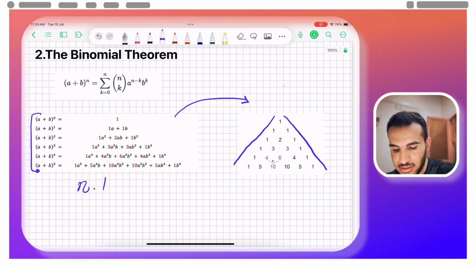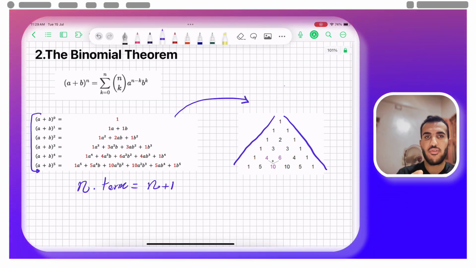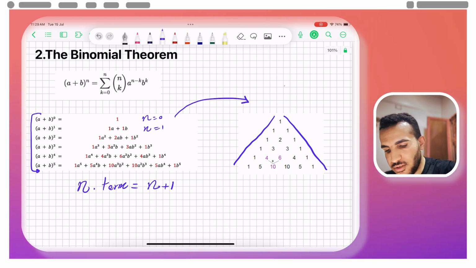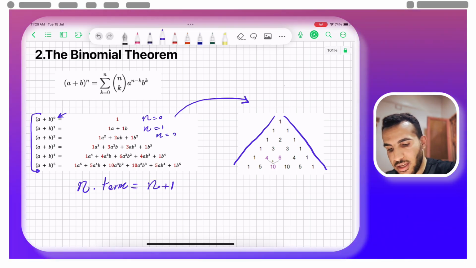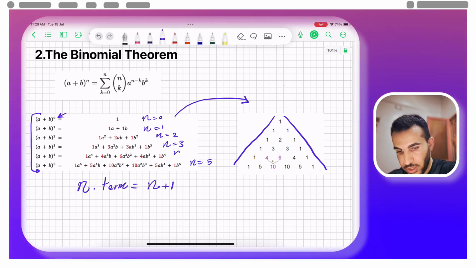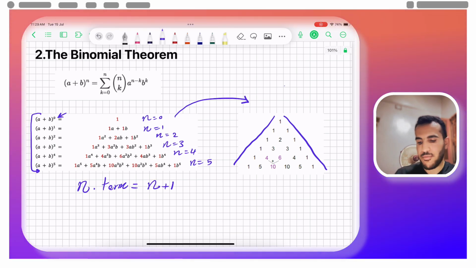You're going to find the number of terms for each expression is determined by this rule, which is n plus 1. n here is the exponent. You're going to find n equals 0, n equals 1, n equals 2, n equals 3, and so on till n equals 4. Why is it important to know the exponent? To know the exponent is to know how many terms I have after expanding the expression. So when the exponent is 1, it will be 1 plus 1, which means 2 terms.